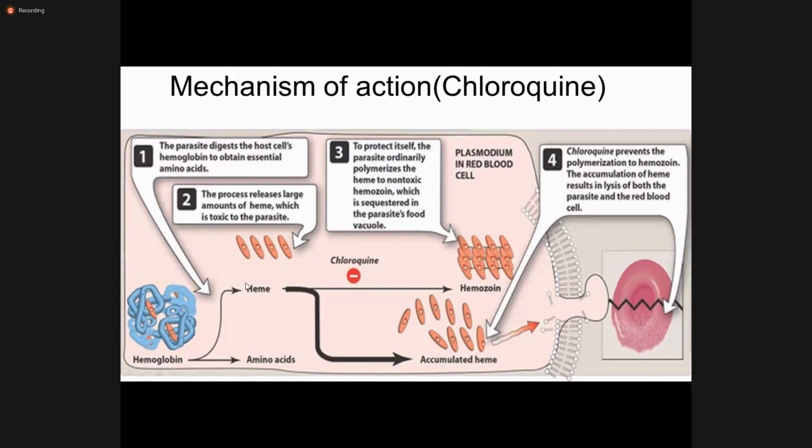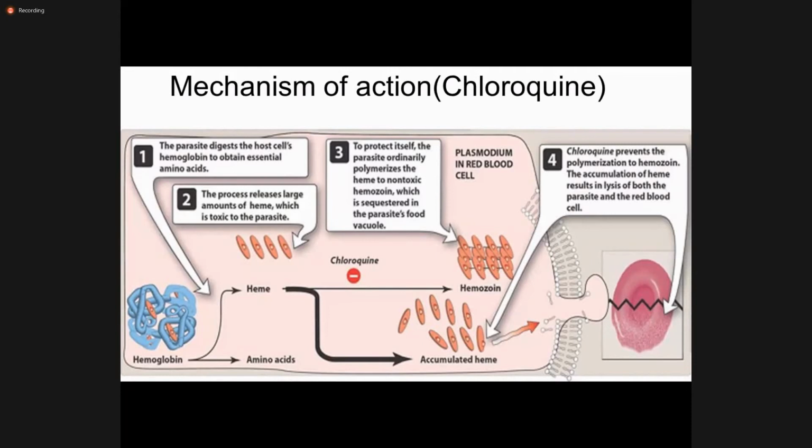It does not allow heme to convert into hemozoin. So when heme is not converted into hemozoin, it is in the free form, and this accumulated or free form of the heme is toxic both for the parasite as well as for the red blood cells. So this kills this parasite, and this is how this parasite is killed. So chloroquine acts on heme.